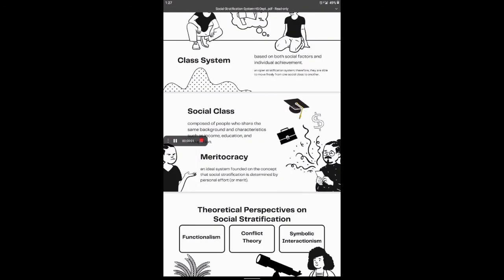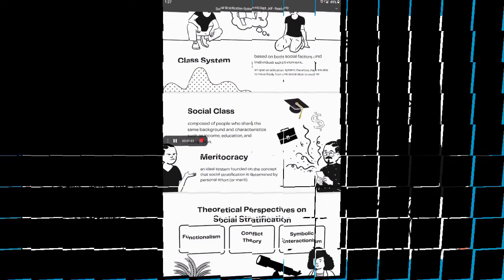On the other hand, social class is composed of people who share the same background and characteristics, such as income, education, and occupation. Family can be an example of social class, while meritocracy is an ideal system founded on the concept that social stratification is determined by personal effort. Meritocracy is an ideal system because it is a political system in which economic goods and political power are vested in individual people on the basis of effort, talent, and achievements, rather than wealth and social class.